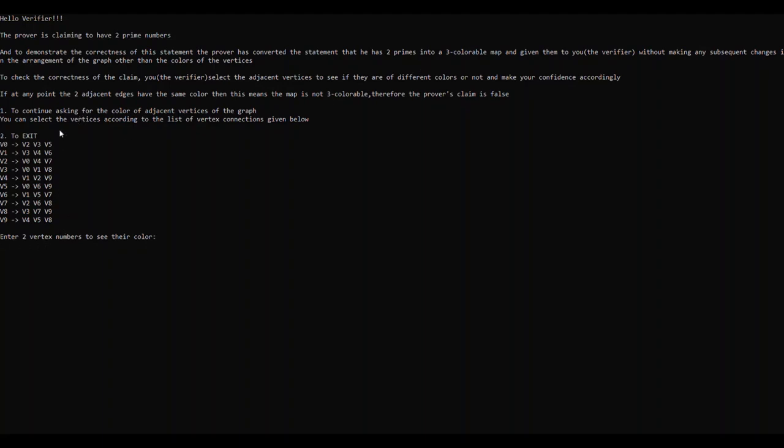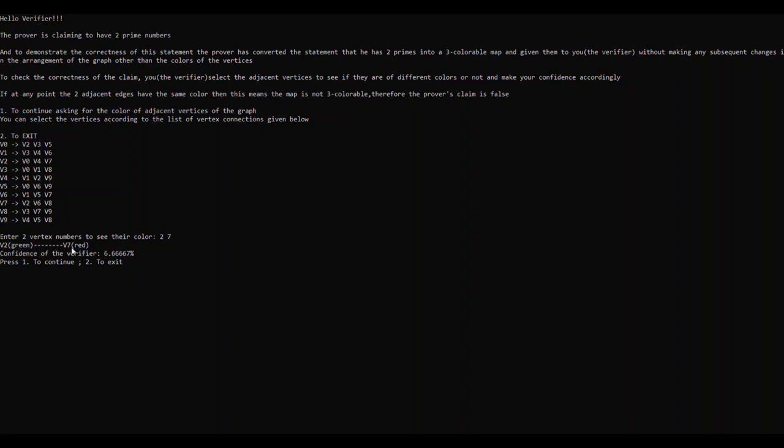So this is the graph corresponding to the two prime numbers the prover has taken, and here the program is asking the verifier to enter two vertex numbers to see their color. This graph shows the connections between the adjacent vertices. For example, V0 is connected to V2, V3 and V5 and so on. So if we enter 2, 7, which are adjacent vertices, it will show us the color of these two vertices, which is green and red.